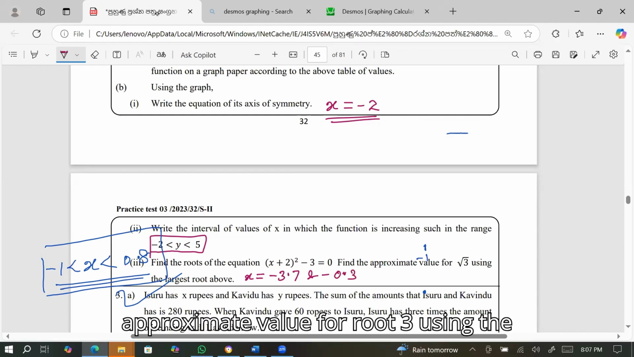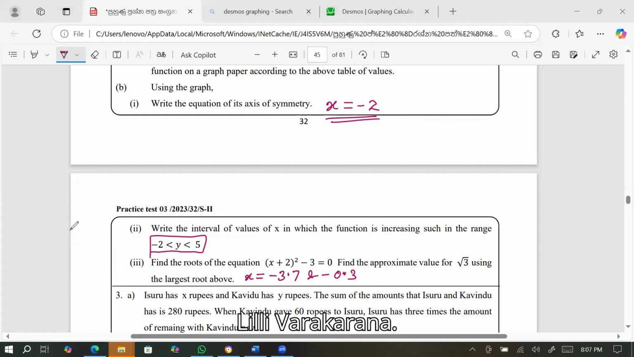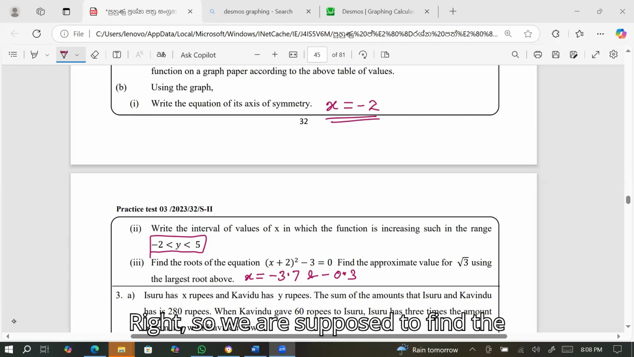Right? Find the approximate value for root 3 using the largest root above. Finish writing the feedback answers up to here. After that we will discuss the rest. Once you have finished writing, send a message. So we are supposed to find the approximate value for root 3 using the largest root above.